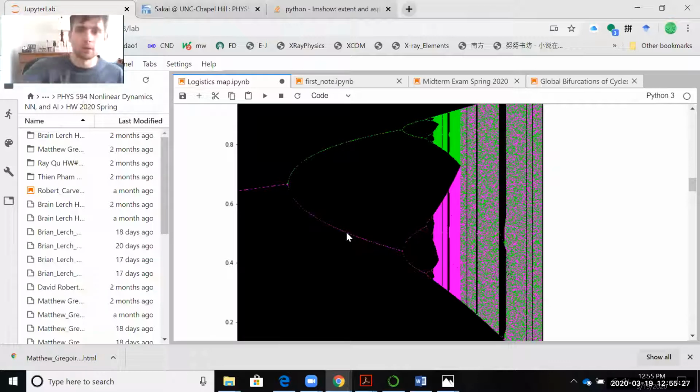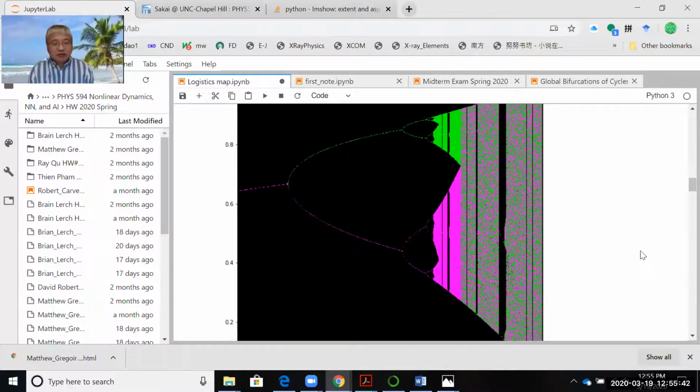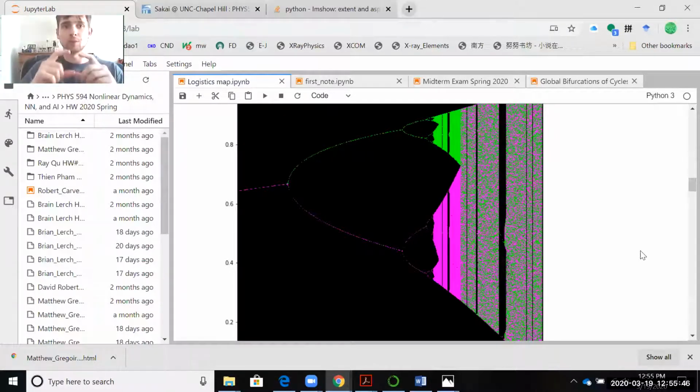Question real quick. Yes. Is there a reason in general? For example here, when the 4-point cycle becomes stable, the 2-point cycle becomes unstable? Yes. Does that always have to happen, or could you have a stable 2-point cycle and a stable 4-point cycle simultaneously, and initial conditions would determine which one you get sucked into?